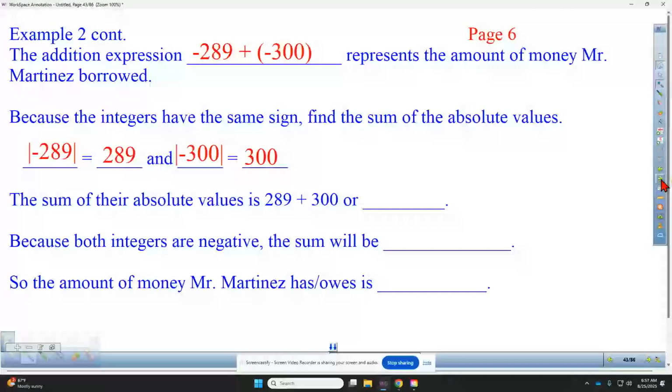So we're going to add the 289 plus the 300, which is a total of 589. But remember, we're talking about what he owes. So we need to go back into thinking of this as integers. So the sum is going to be a negative total. So the amount of money that Mr. Martinez owes is negative $589.